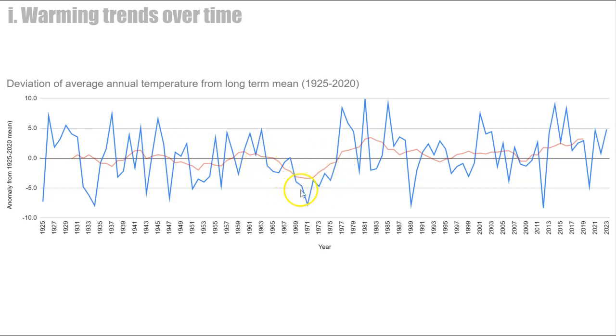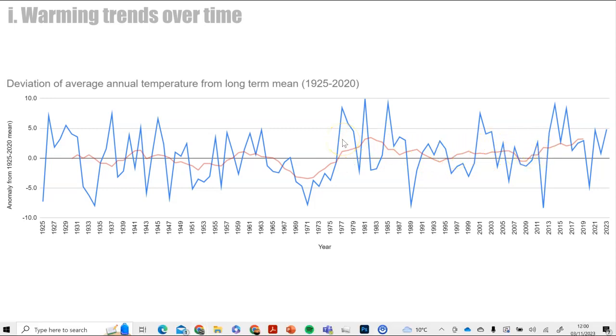Then there's a dip in temperatures in the 1970s, and from the 1970s onwards, there's still that up and down variation, but now if you look at it, most of that up and down is above the long-term average. Most of it goes up above. You can see here at this point it's up higher. Occasionally it will go down below, but most of the time the temperatures here are above the long-term average.